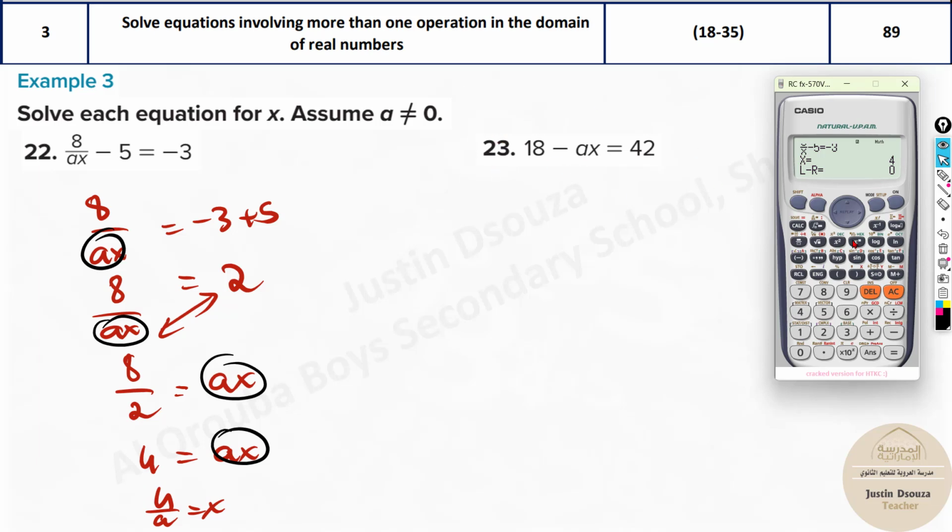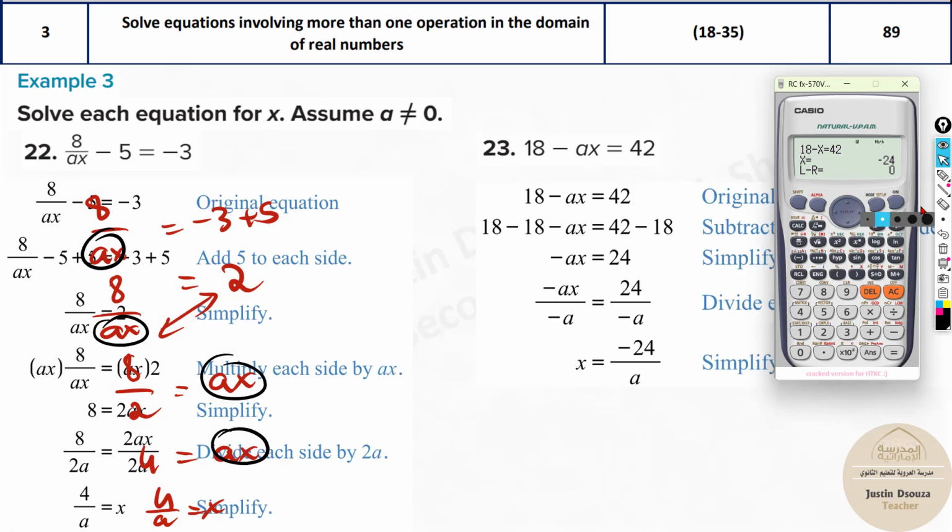Now let's look at this one. Here it is 18 minus alpha x equals 42. It does all the rearrangement, all the steps directly in this method. Shift and solve and press equal to. The answer is negative 24. But you must write divided by a to this. So you can see minus 24 by a. That's it.